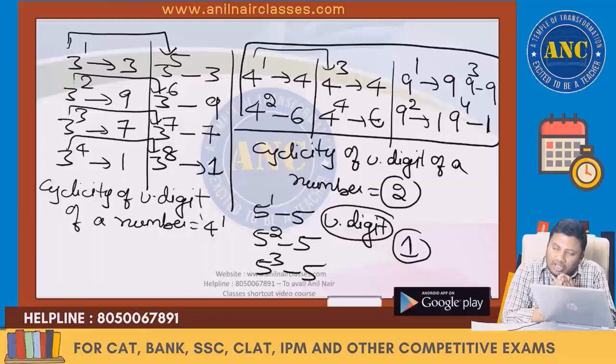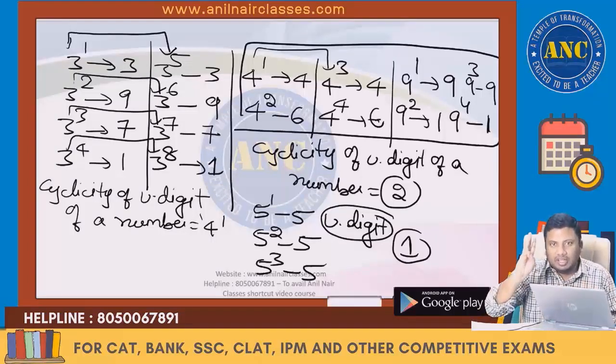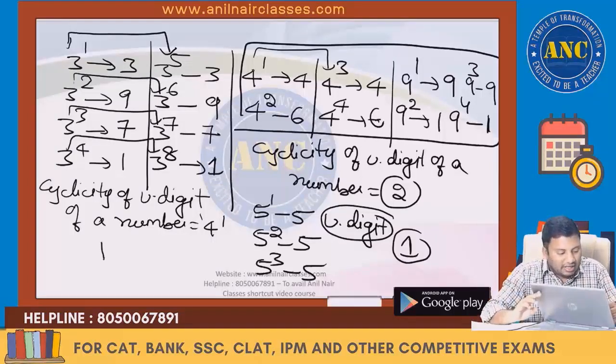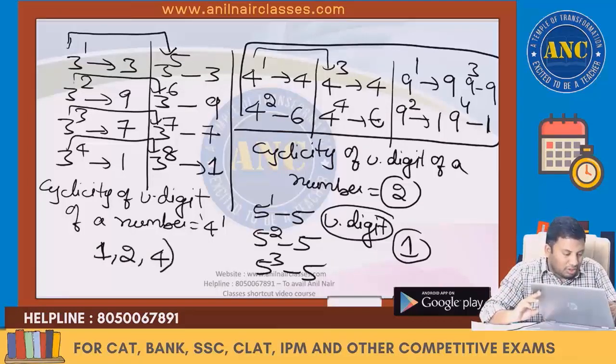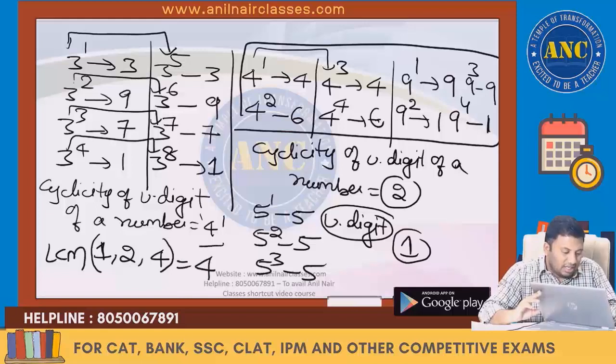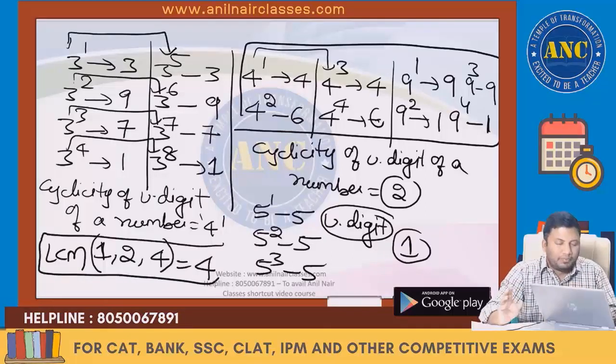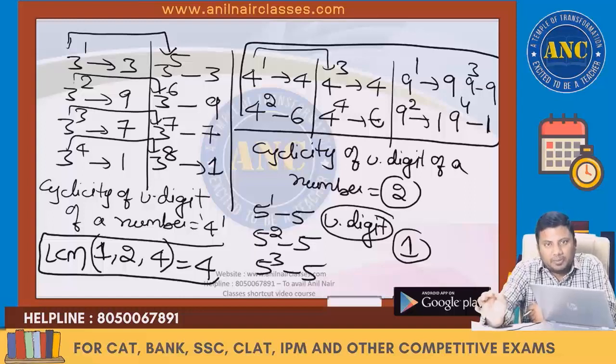Generally, for all the unit digits from 1 to 9, there are 3 cyclicities I will get. One is 1, another is 2, another is 4. So I took the LCM of all the cyclicities. LCM of 1 to 4 is 4. That is exactly the reason why I said that statement.